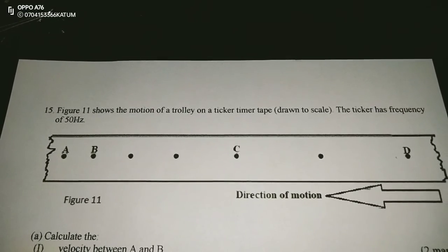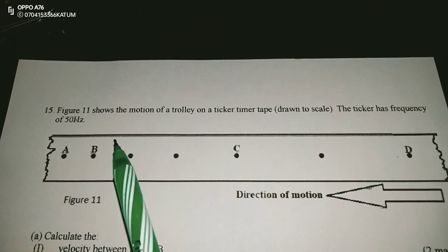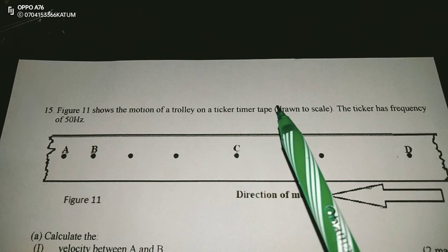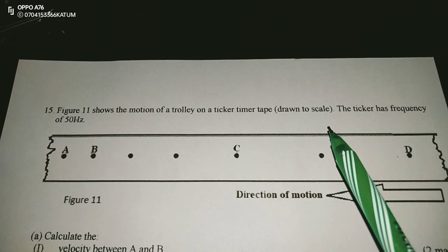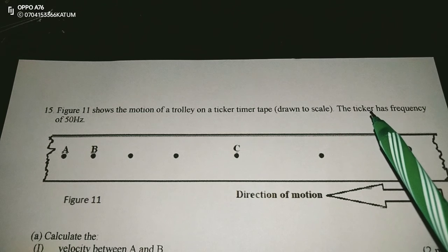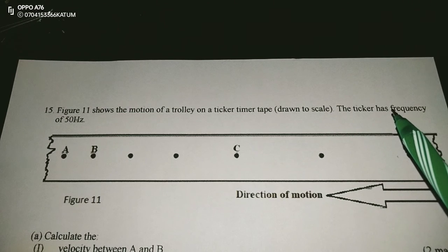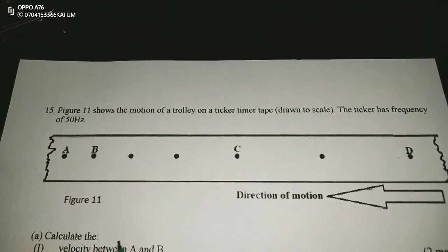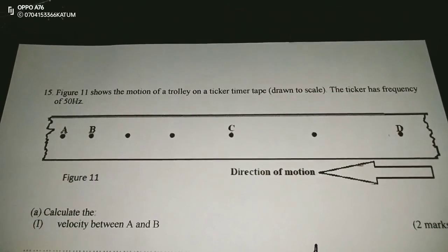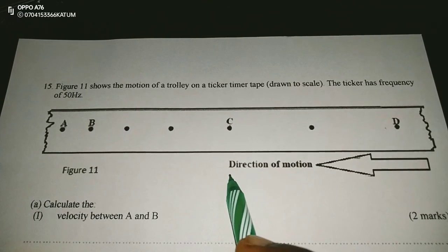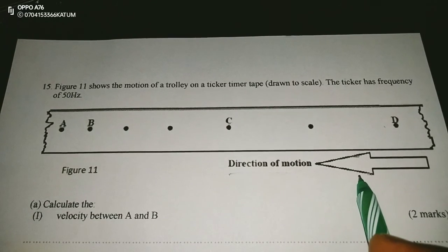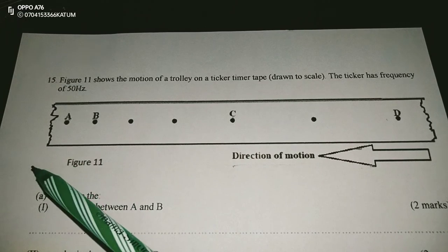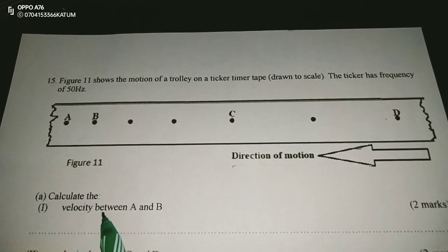In number 15, we are told that the figure, which is 11, shows the motion of a trolley on a ticker timer tape. It's drawn to scale. Then we are told that the ticker has a frequency of 50 hertz. The diagram is as shown. It shows that there is motion according to this arrow. Therefore, the tape is being pulled towards the left-hand side.